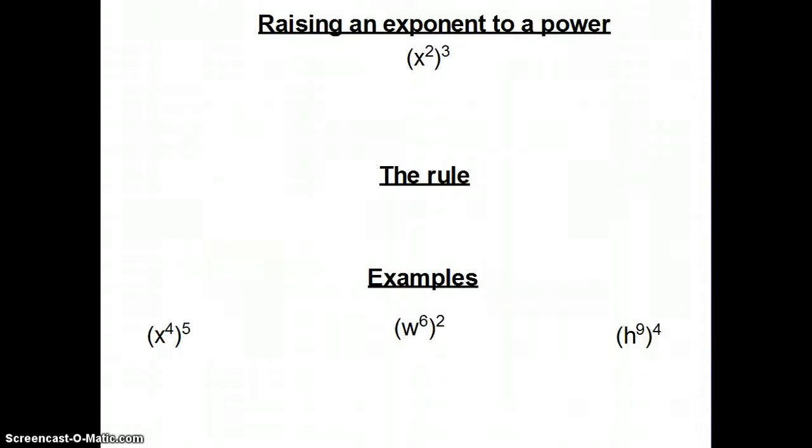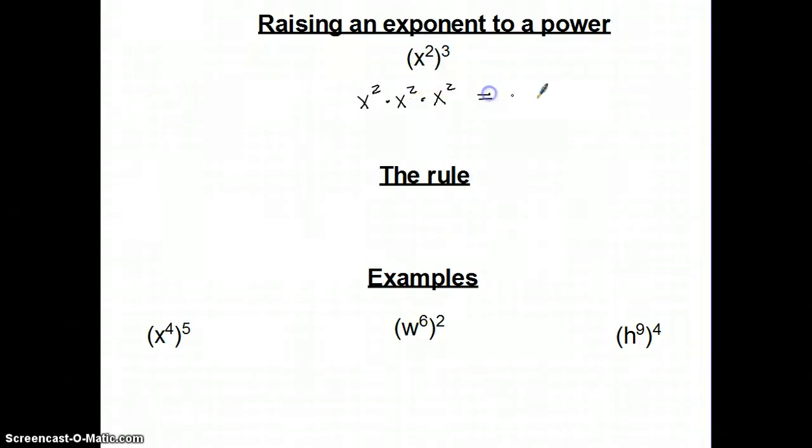Our second concept for today is raising an exponent to a power. Now this is slightly different, as you might notice, because our base has its own exponent. We are taking x to the second, and we want to raise that whole thing to the third power. So how this looks is we end up with x to the second times x to the second times x to the second, 3 times. Now we're multiplying all 3 of these terms.